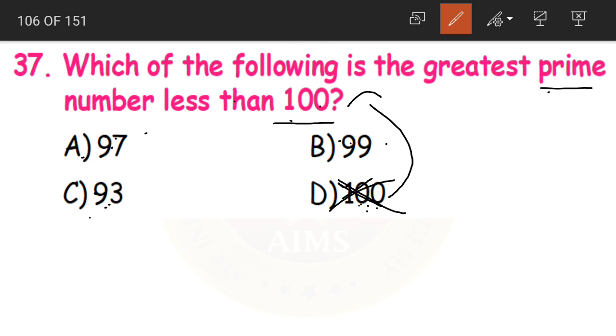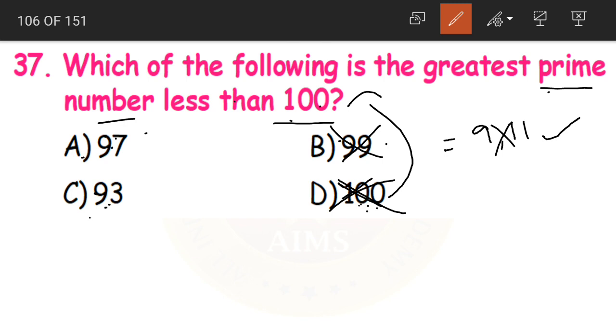Now next, it should be a prime number. Okay, from these 99 is not a prime number. Why? Because it is divisible by 9 and 11 as well. We have 9 11s are 99. So 99 is not a prime number.